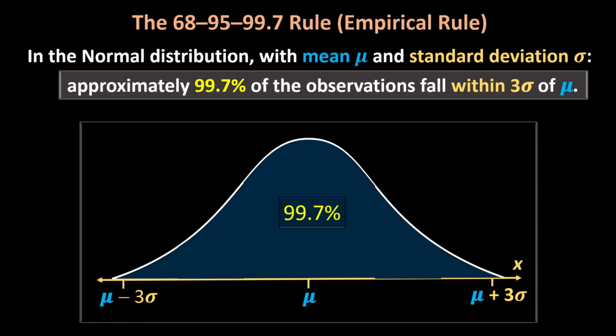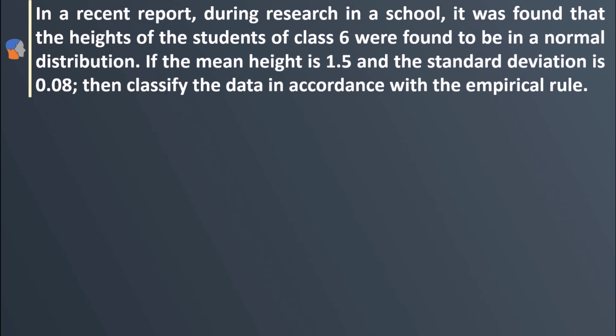Let me explain this using an example. In a recent report, during research in a school, it was found that the heights of the students of class 6 were normally distributed. If the mean height is 1.5 and the standard deviation is 0.08, then classify the data in accordance with the empirical rule. First, let me observe the important information. It is a normal distribution, and the mean is 1.5. The standard deviation is 0.08.